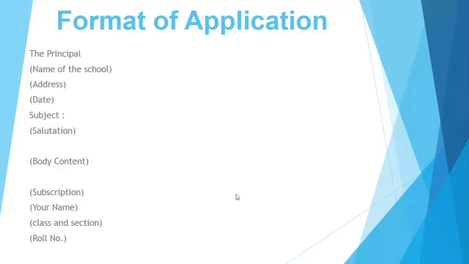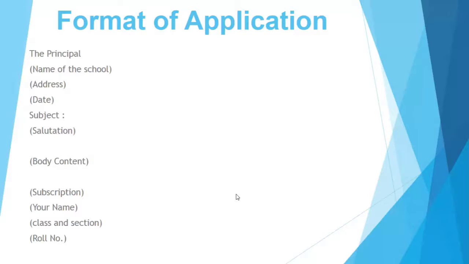This is the format of an application. First, you have to mention the receiver's designation and address. After that, mention the date. Then, the subject. The subject should describe briefly and accurately what the purpose of the letter is. After the subject, you have to mention the salutation. Salutation is a customary address with which the writer opens the letter.